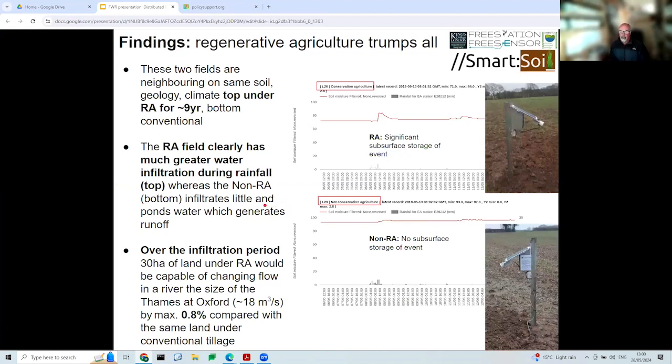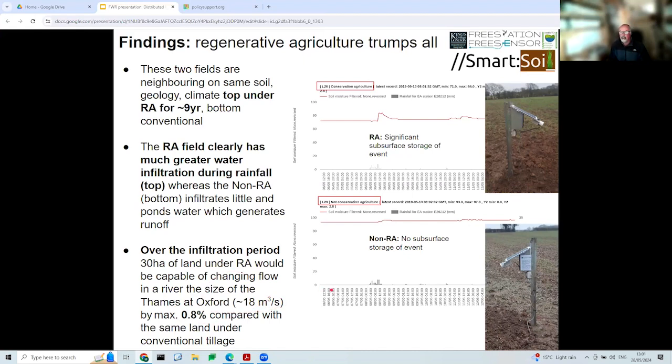Finally, regenerative agriculture, we find, trumps all, because all of these interventions that I've talked about so far are point scale interventions. They're relatively small in extent. Whereas if you change the way that you farm soil, of course, you can have immediate impacts over very large areas in which a lot of rain falls. So I showed you this earlier on, the difference between RA and non-RA is very significant. If you multiply that over many hectares, you can have an impact even on big rivers.